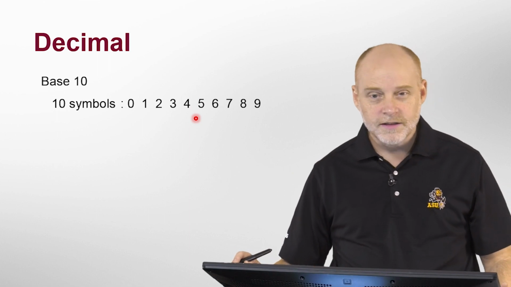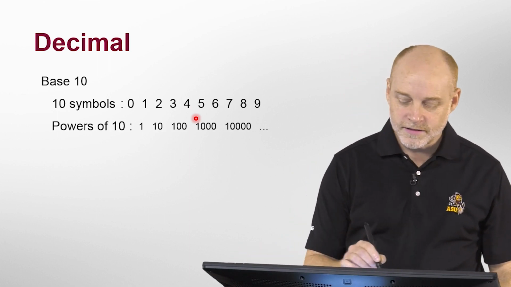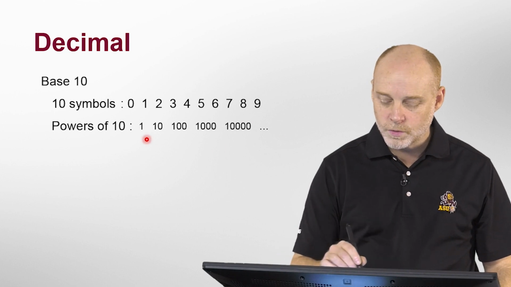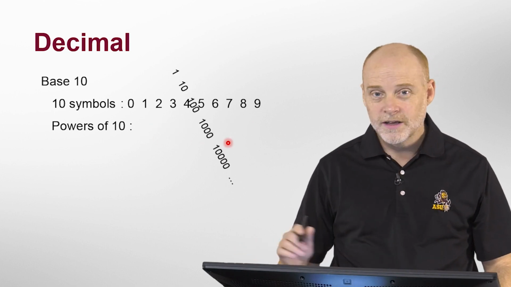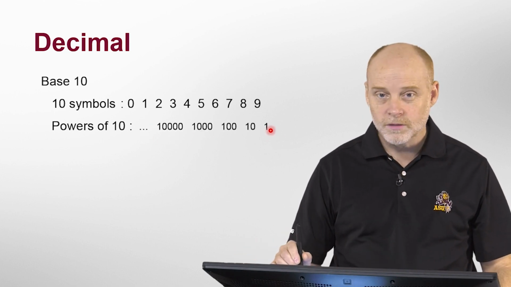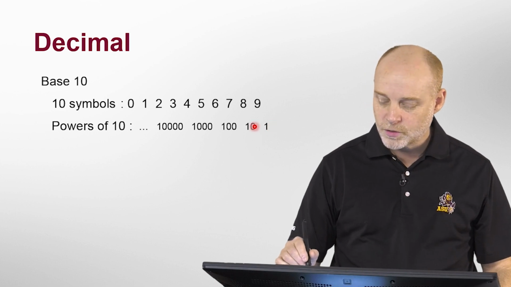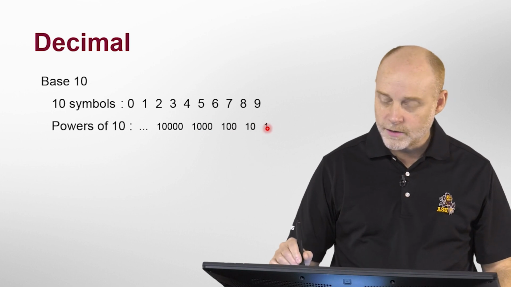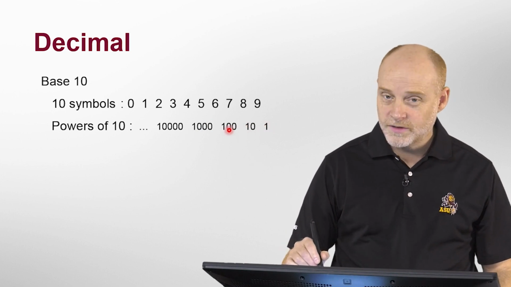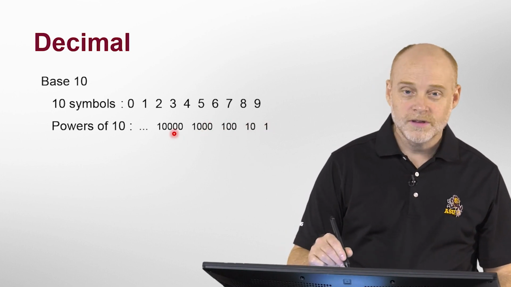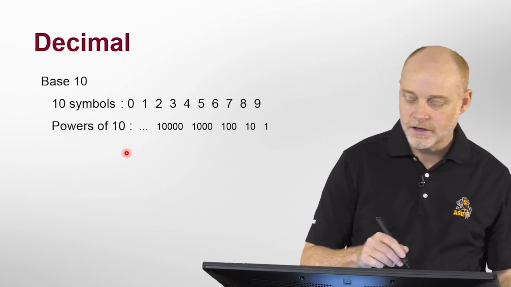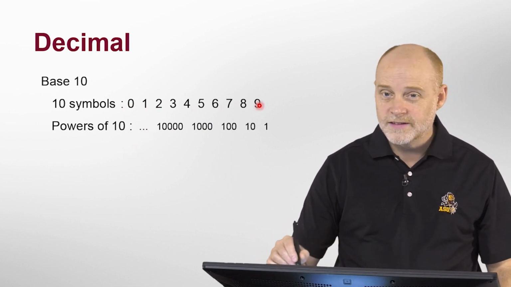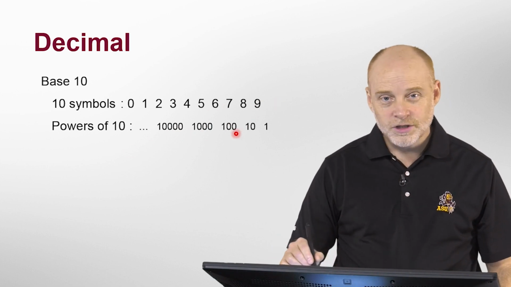And the second thing that this base 10 means is that these symbols are arranged in columns which are powers of 10. By convention, we put the ones column on the right, and subsequent columns just multiply the previous column by 10. 1 times 10 is 10, times 10 is 100, times 10 is 1,000, 10,000, 100,000, a million, and so on. And to encode a number in decimal, we just put one of these symbols in each of these columns.